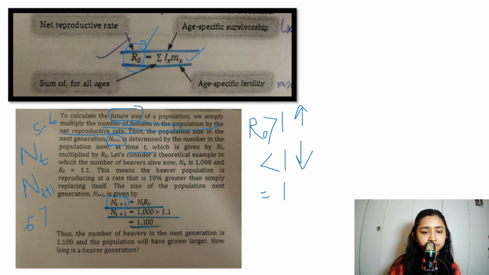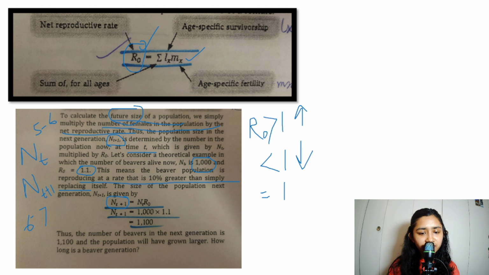Okay. Let's consider the theoretical example in which the number of beavers alive now, Nt, is equal to 1000 and R0 is 1.1. So this means that the beaver population is reproducing at a rate which is 10% greater than simply replacing itself.